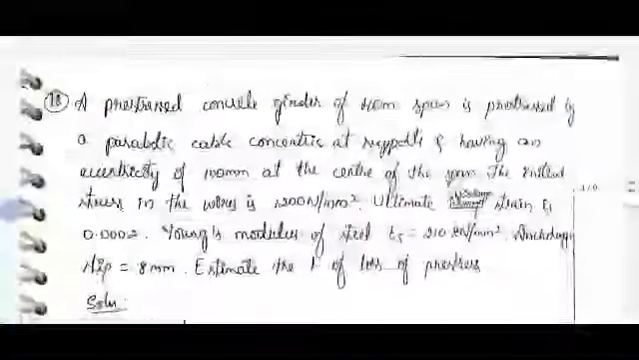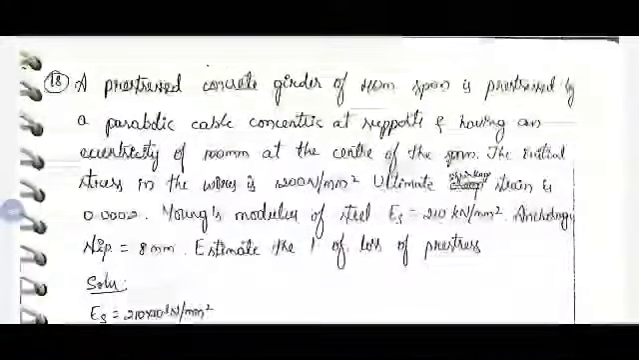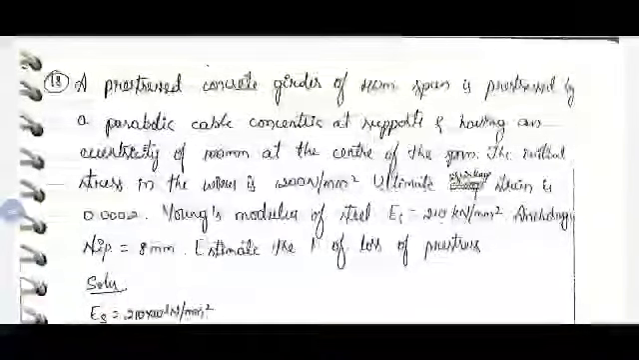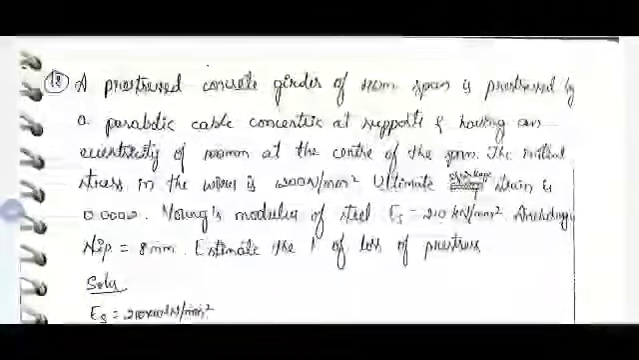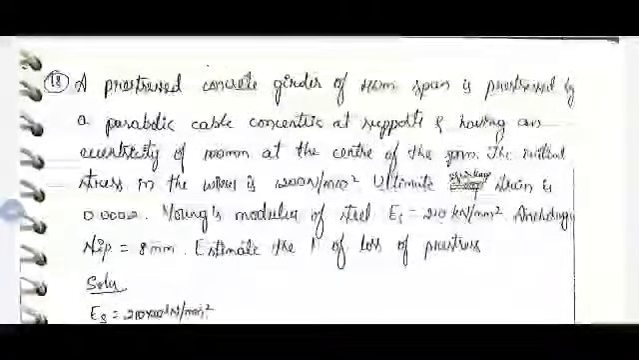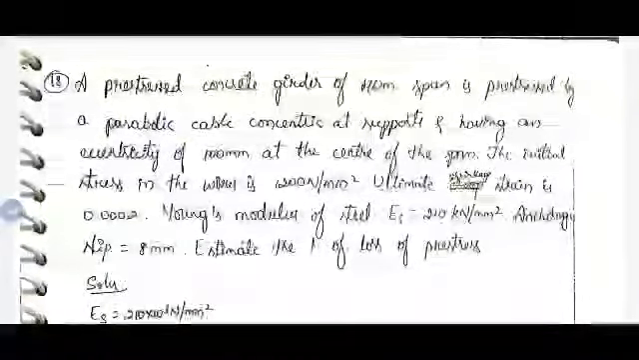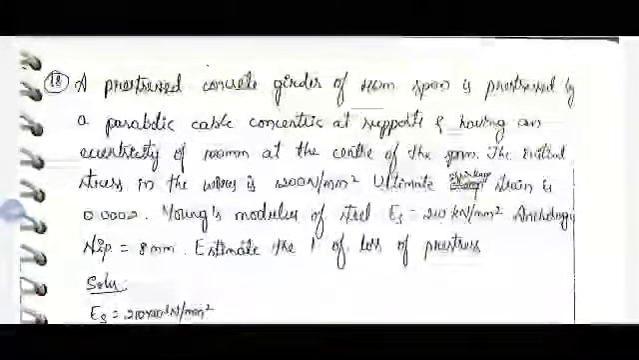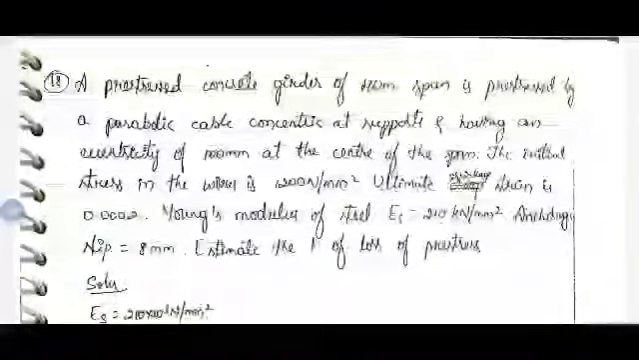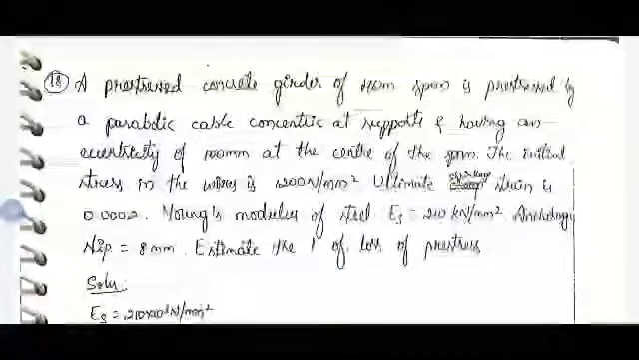Next problem: a prestressed concrete girder of 40 meter span is prestressed by a parabolic cable, concentric at supports and having an eccentricity of 100 mm at the center of the span. The initial stress in the wires is 1200 Newton per mm square. Ultimate shrinkage strain is 0.0002. Young's modulus of steel is 210 kilonewton per mm square. Anchorage slip is 8 mm. Estimate the percentage loss of prestress.